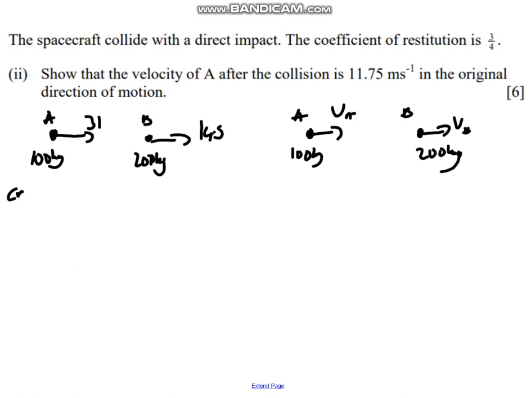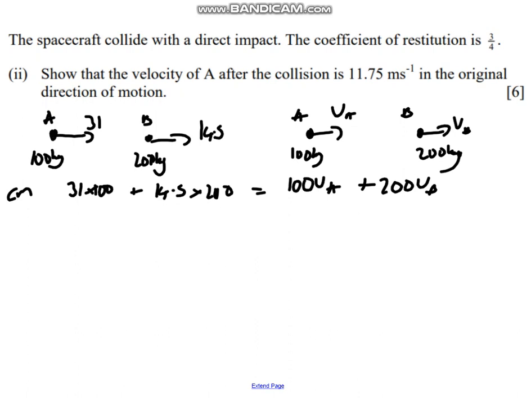Okay, so we can look at the conservation of momentum in this situation. So for this one we've got 31 times 100 plus 14.5 times 200, and that's going to be equal to our momentum afterwards, which will be 100 VA plus 200 VB, and that will all simplify down to a nice simultaneous equation of 60 is equal to VA plus VB. Call that equation 1.